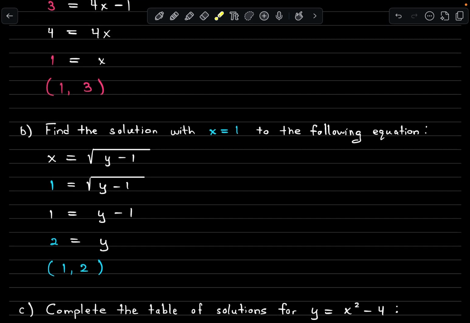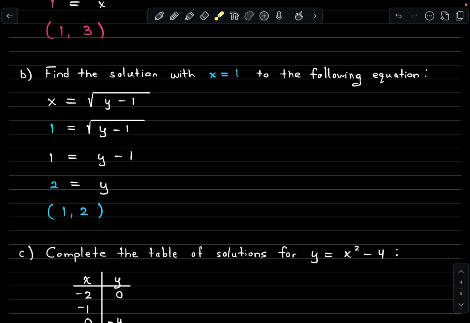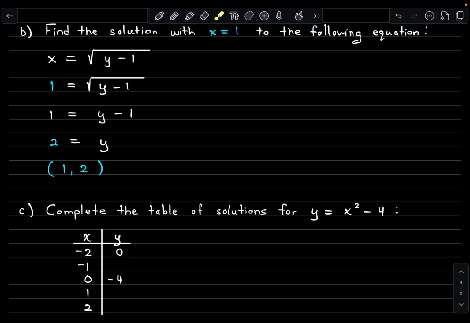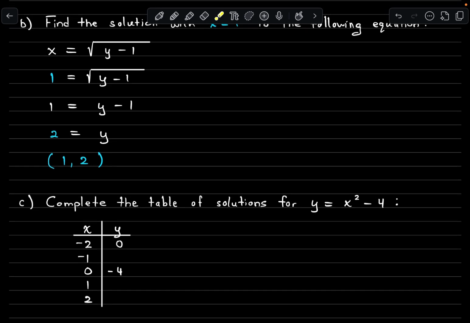So in this case, we're going to complete a table of solutions in part C for the equation y is equal to x squared minus 4. These are the values they give us. The x values run from -2 up to 2, so -2, -1, 0, 1, and 2. They've given us the y values for -2 and for 0. We're going to find the remaining 3 solutions. This table consists of 5 solutions. They've given us 2, and we're going to find the other 3.